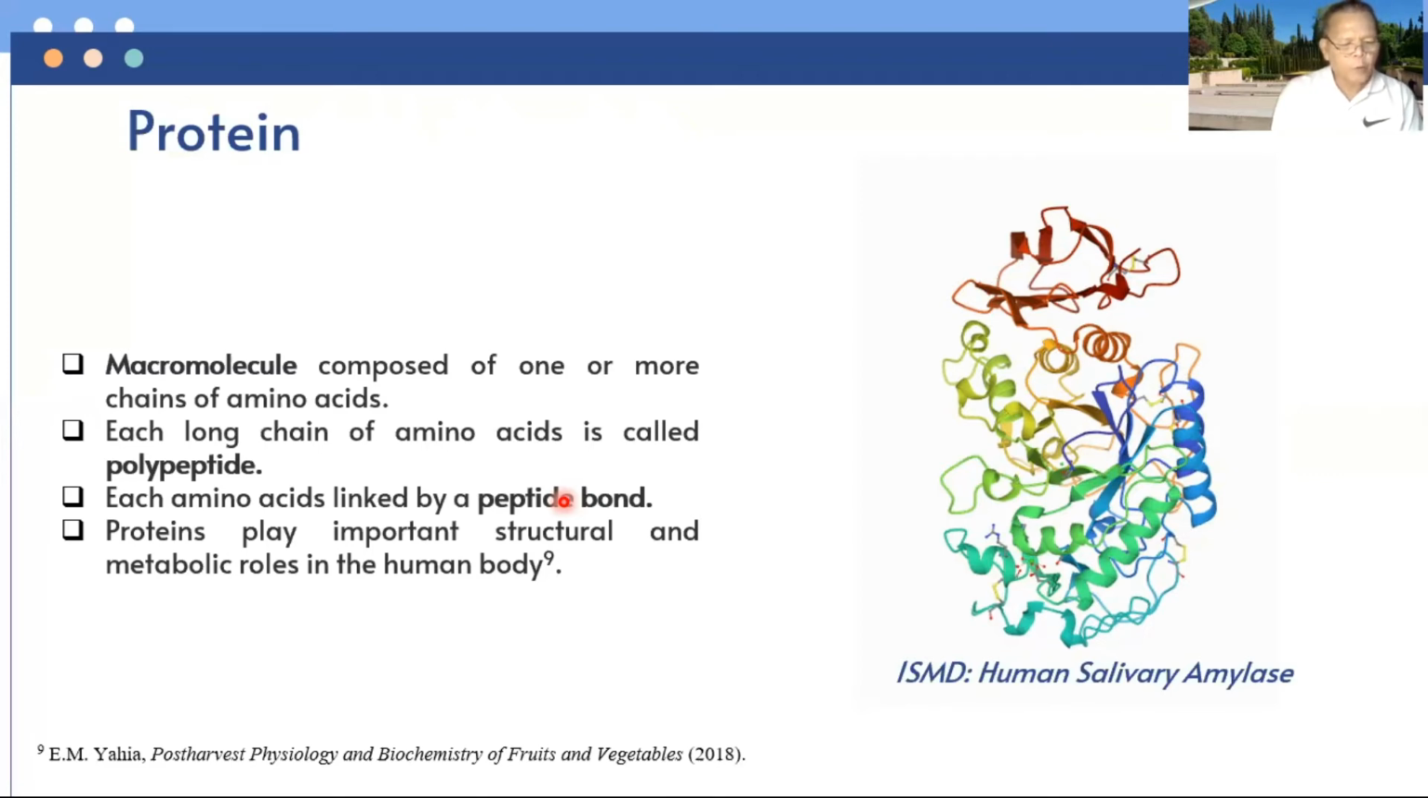Macromolecules composed of one or more chains of amino acids. Each long chain of amino acids is called a polypeptide. Each amino acid is linked by a peptide bond. Proteins play important structural and metabolic roles in the human body.